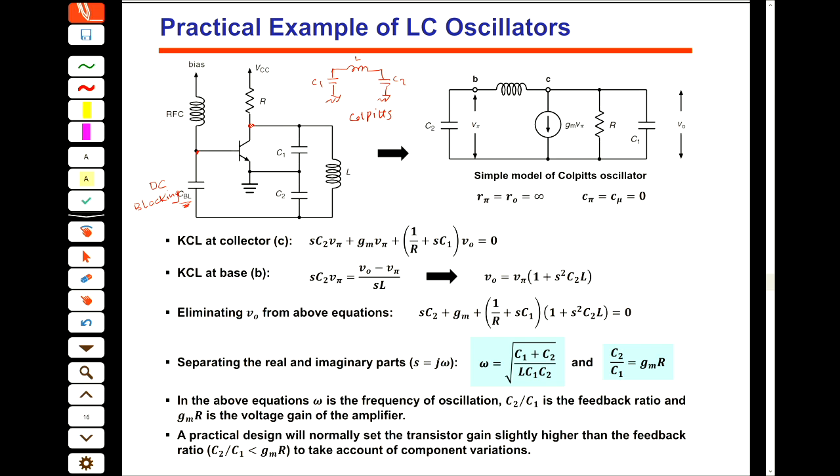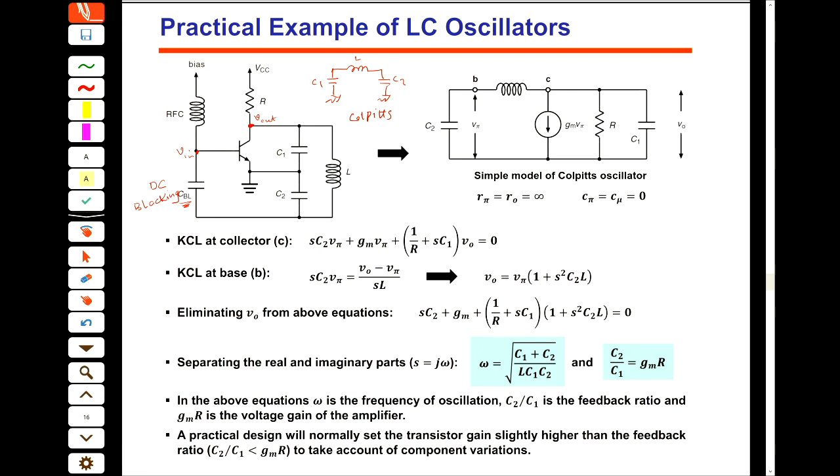So we get a feedback from the collector to the base, and it means that this is our input, this is our output, and the gain of this transistor is minus GMR. So the gain of this circuit should be 1 over minus GMR. The gain of the transistor times the gain of the feedback network equals 1. This is how we are going to solve this.